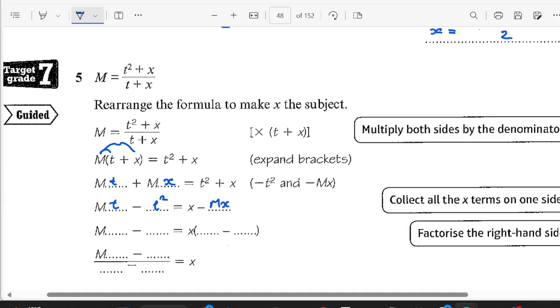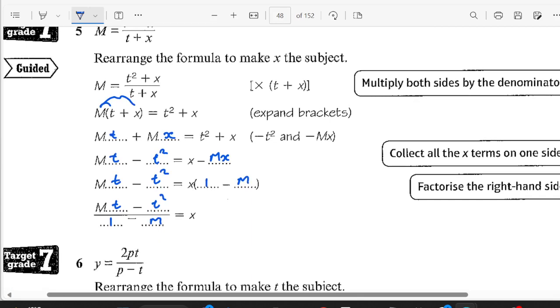We're then going to do nothing to the left side, but we're going to factorize the right side, so that would be x open bracket 1 minus capital M, and then we're going to divide through by that, so that would be mt minus t squared divided by 1 minus m. And then again, me personally, I would finish that off by writing it in terms of x. I could argue that we should take t out as a common factor, but if you've got it in this form, that's absolutely fine.